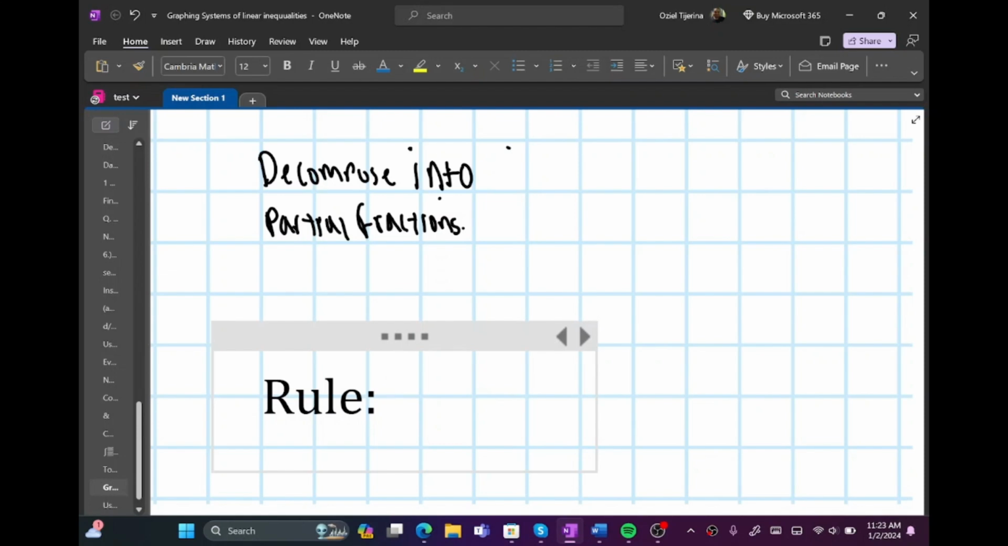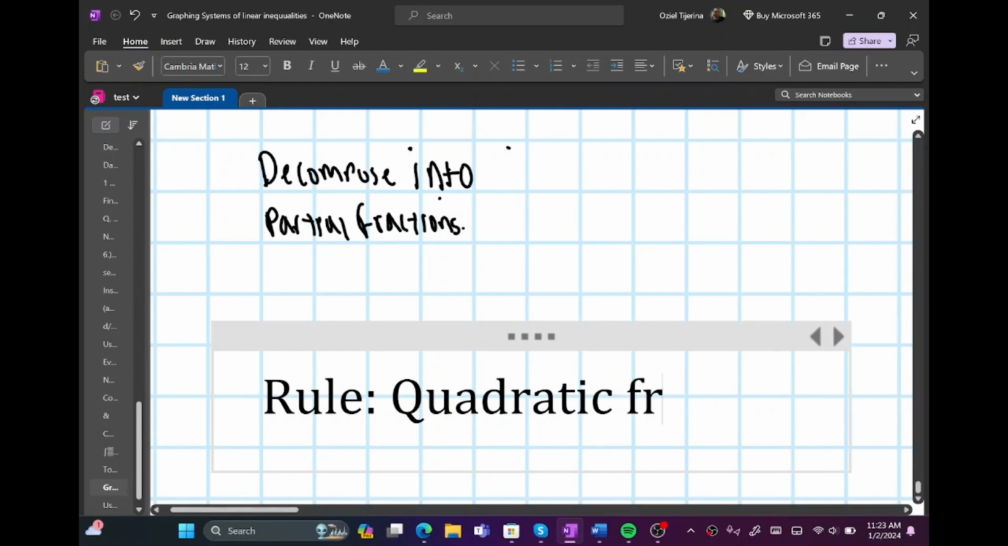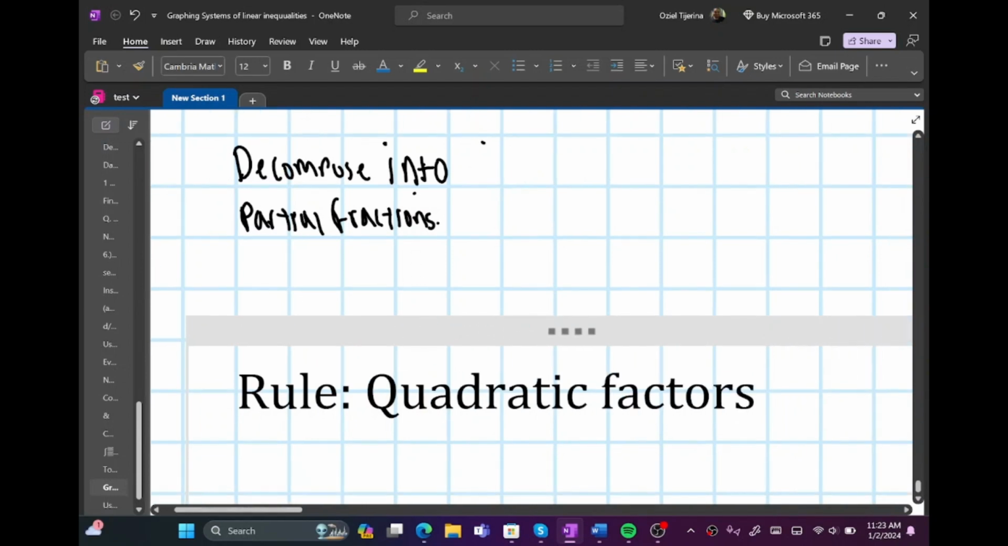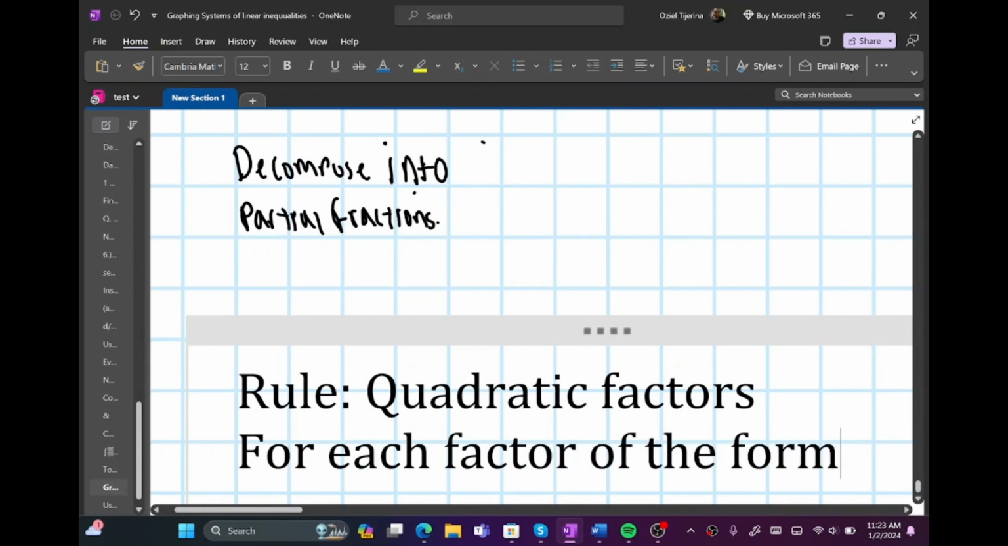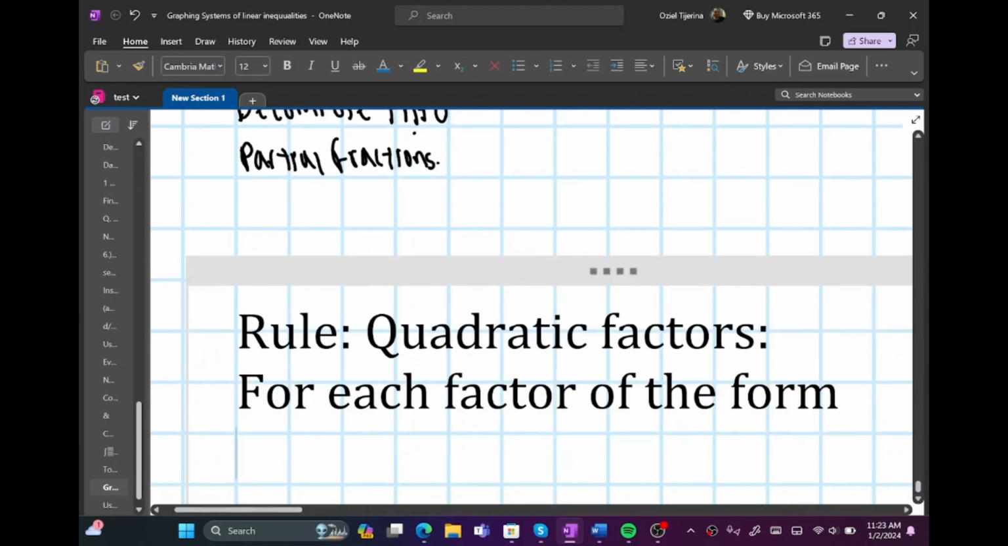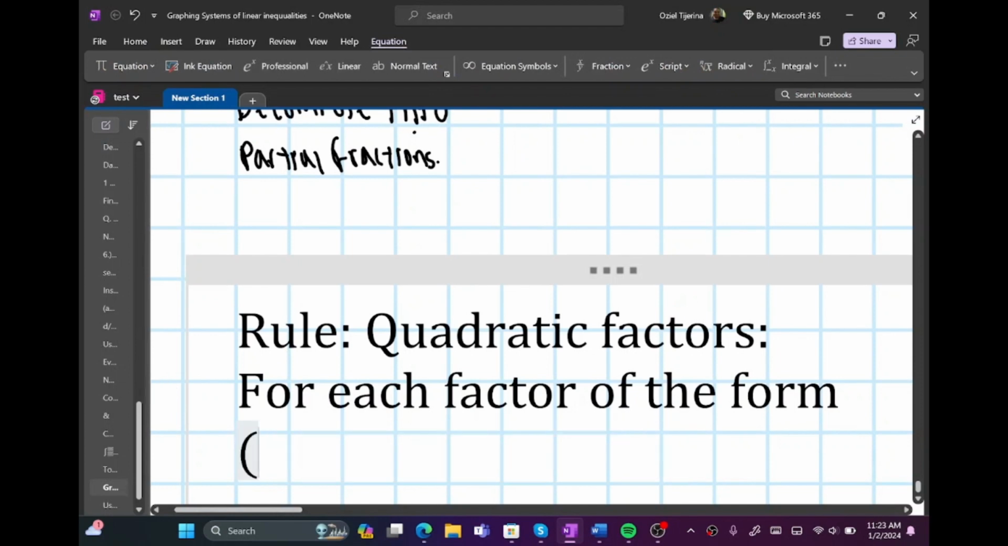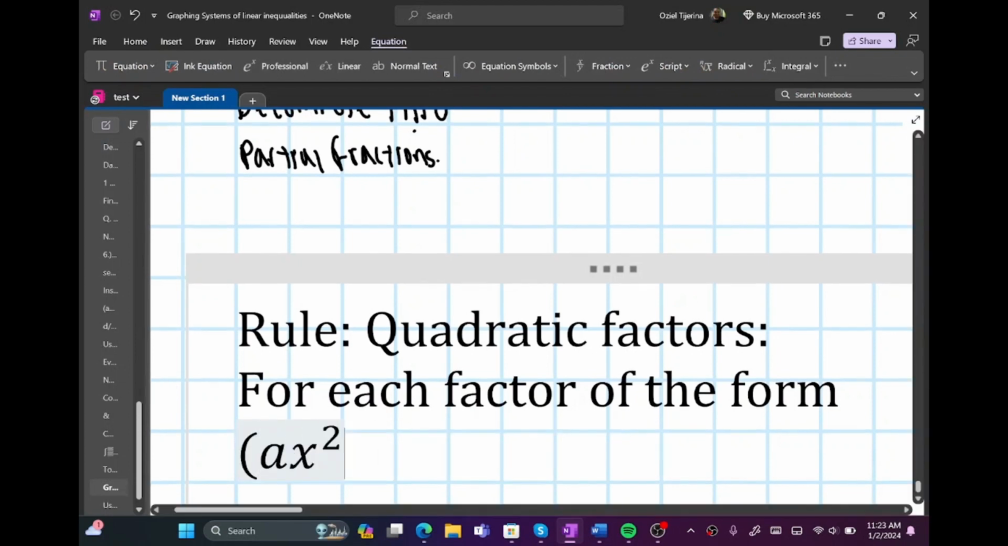But the rule goes like this: if we have quadratic factors on the bottom, we consider quadratic factors, it's going to be the following. So it says for each factor of the form. Like I said, guys, for every video that I do, I always put the rule because I always put the theorem we're using. So if you don't like that, I do apologize, but honestly, a lot of people do need to know why we're doing problems a certain way.